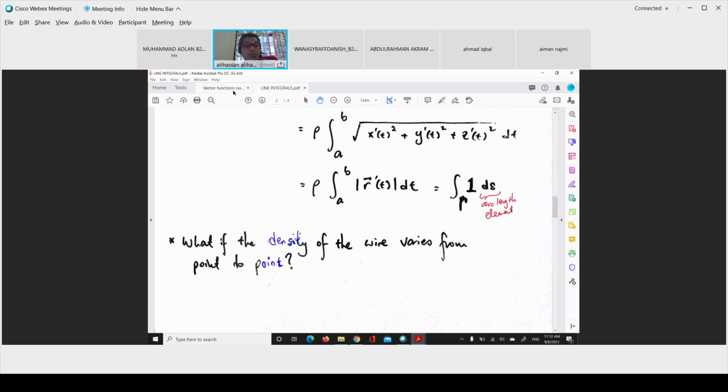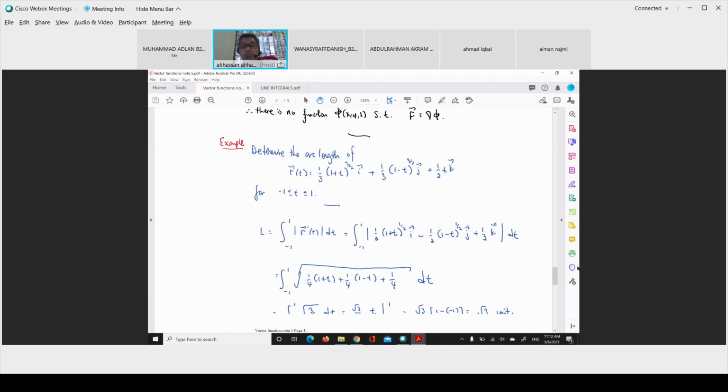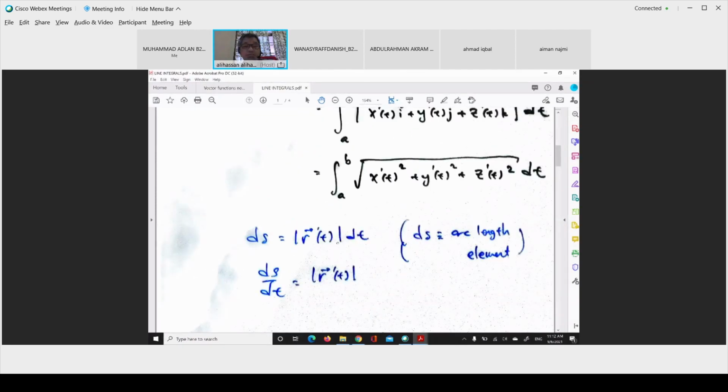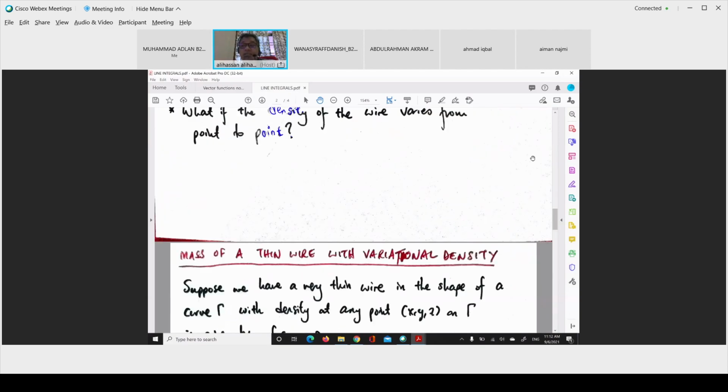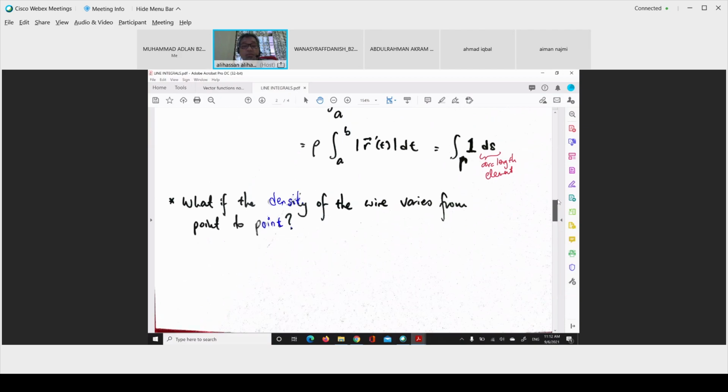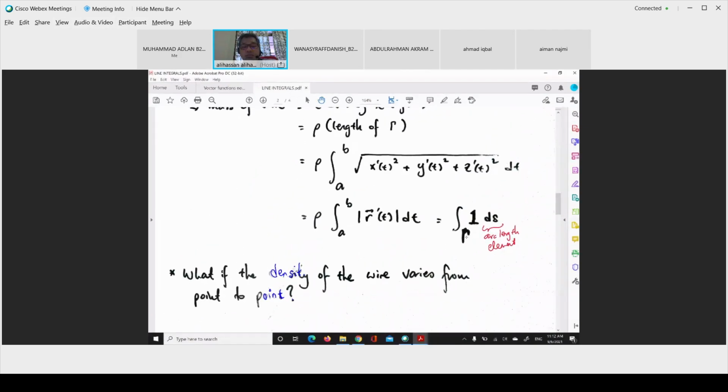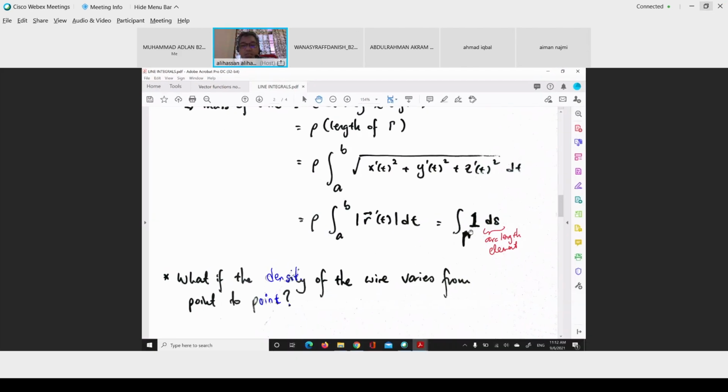From the previous page, s is the arc length element. ds is equal to the modulus of r prime t dt. So using this relationship, we can write the mass as the integral of 1 over this curve gamma. So now we have an integral over a curve.